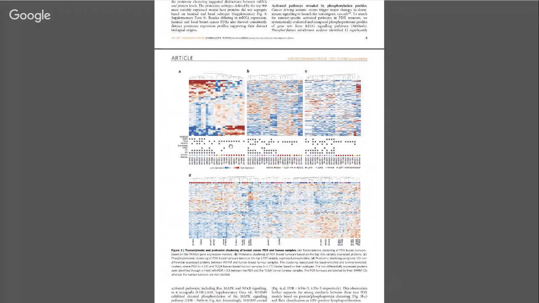Here we compare, for example, intrinsic subtype, which is an important subtype in breast cancer defined by gene expression of these 50 genes, with proteomic and phosphoproteomic clustering. And here is an important clustering done between the xenograft models and the human tumors. So we'll go into that in a little more detail.